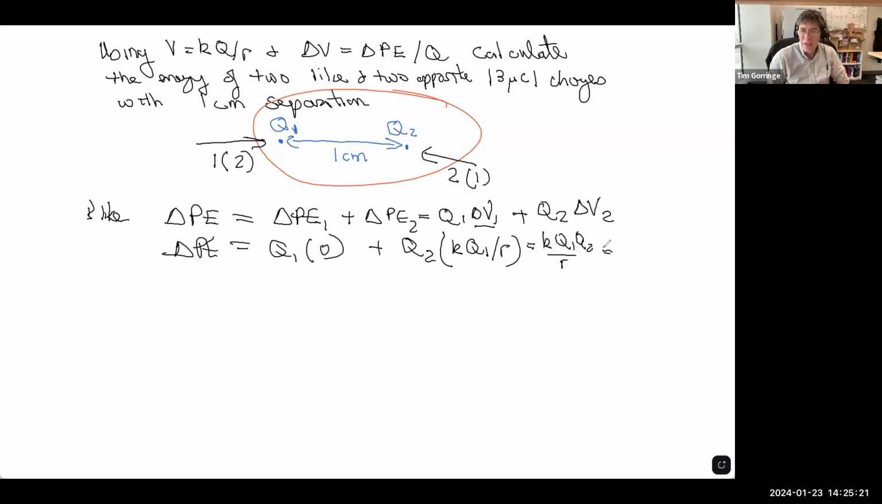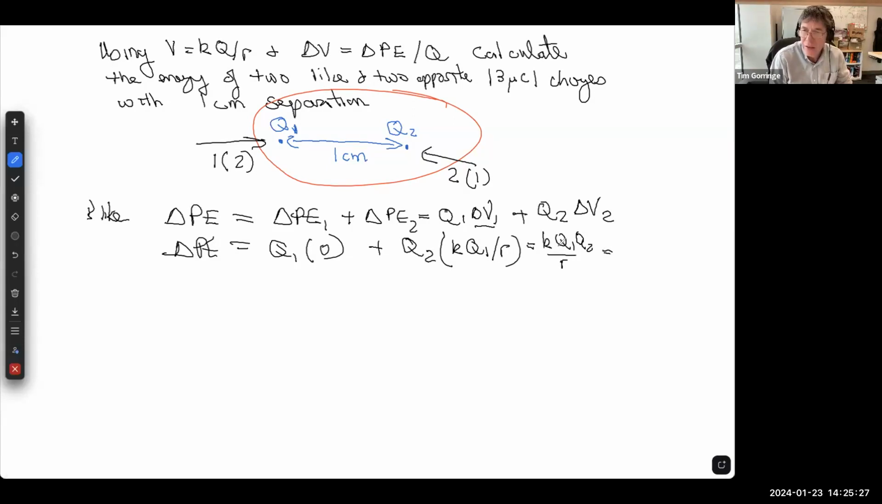And if I fill in all the numbers, so I'm going to fill in 9 times 10 to the 9 Newton meters squared per Coulomb squared for the Coulomb constant. I'm going to fill in the charges. They're both 3 times 10 to the minus 6 coulombs. They're both positive in this case. And I fill in the denominator, I fill in 1 centimeter, so 0.01 meters. If I fill in all of those numbers, this comes out to be positive 0.1 joules. And that's the energy stored by those two like charges.